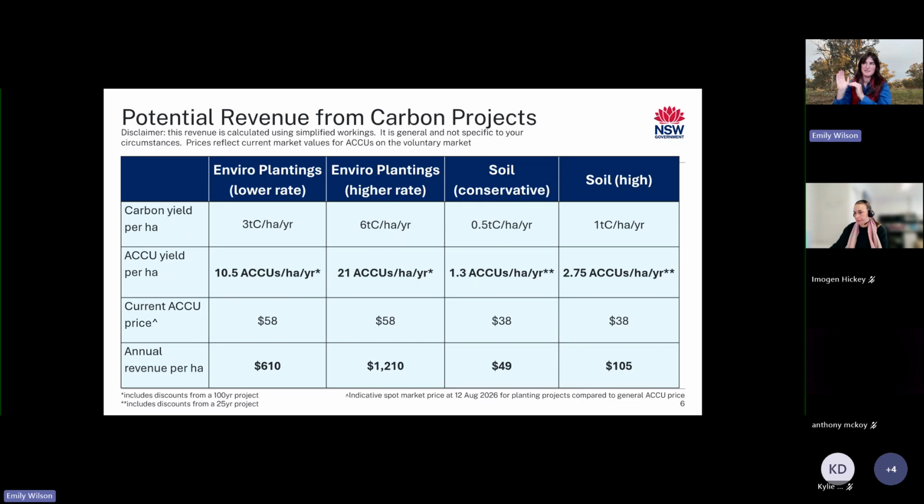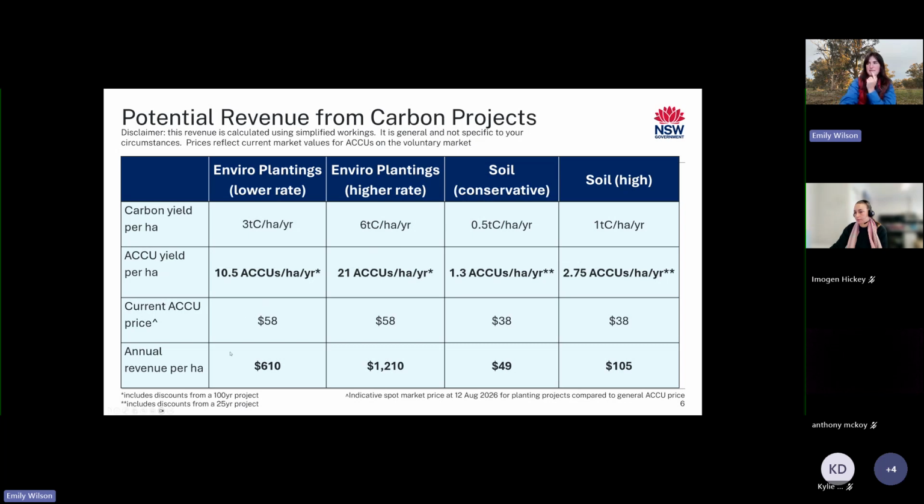Just a quick disclaimer, this isn't financial advice. This is a really simple back of the envelope working that's general and takes into account the current prices for credits, but go do your homework, don't rely on this.